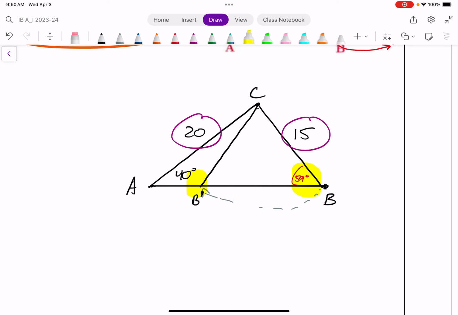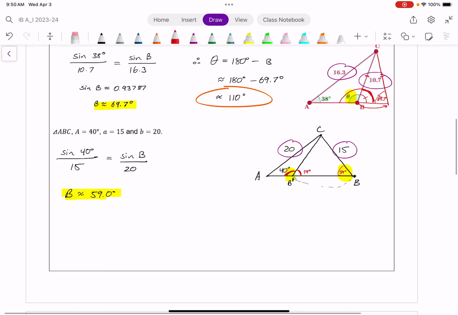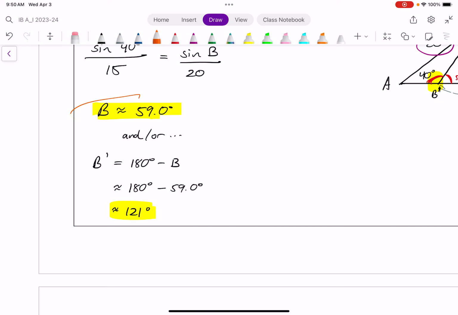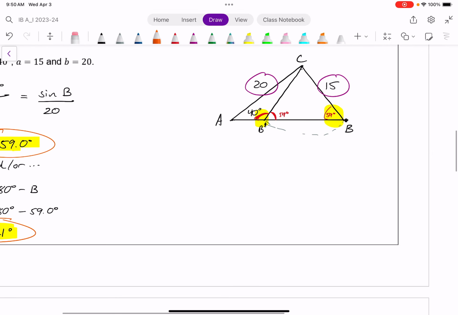And let's try to find this angle right here, which again should be quite quick because I know that this angle here is also 59 degrees, which means this angle of B prime, the other B, must be 180 minus 59. And so that's my other answer. So my other B, B prime, must be the same as 180 degrees minus what I had before, or in this case approximately 180 minus 59.0, which is approximately 121 degrees. And those are my two possible values for angle B in this scenario.